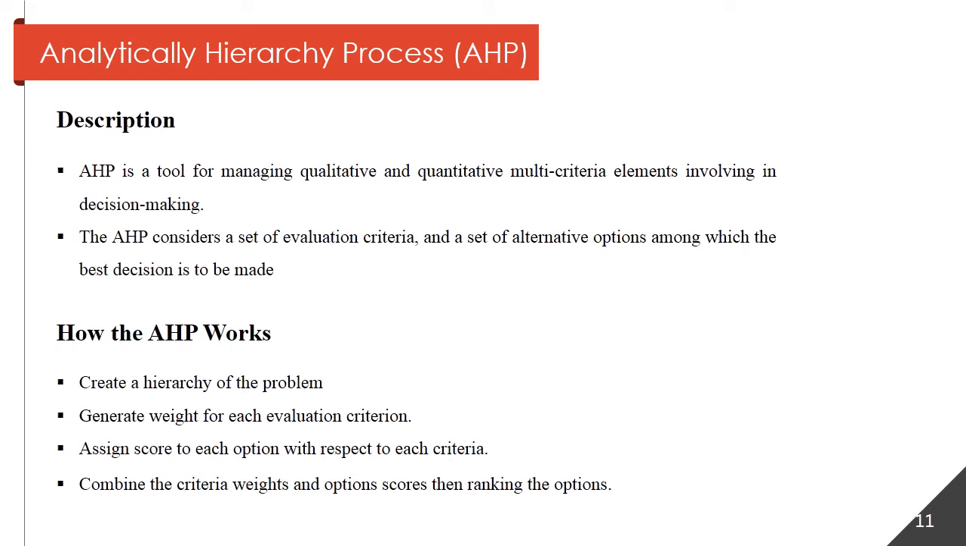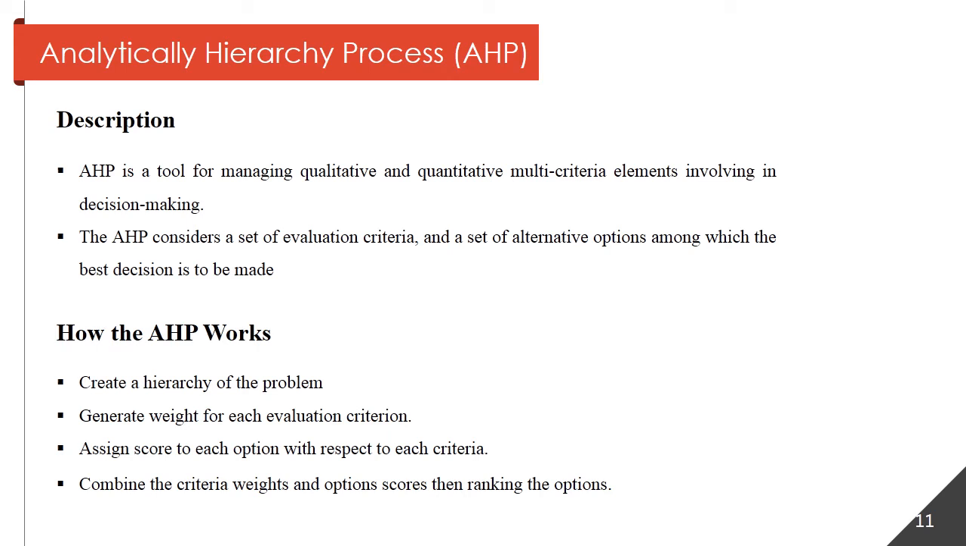I hereby present the analytic hierarchy process, AHP. AHP is a tool for managing qualitative and quantitative multi-criteria elements involved in decision making. The AHP considers a set of evaluation criteria and a set of alternative options among which the best decision is to be made.